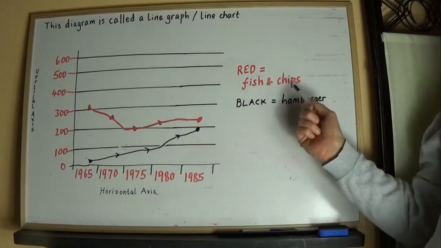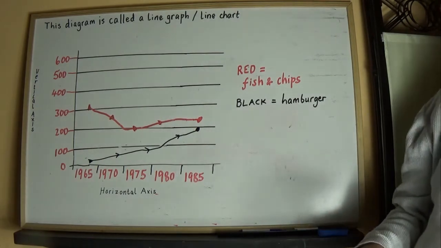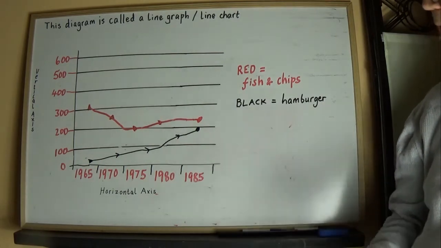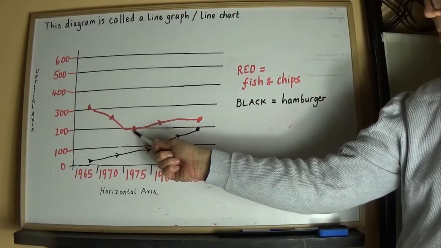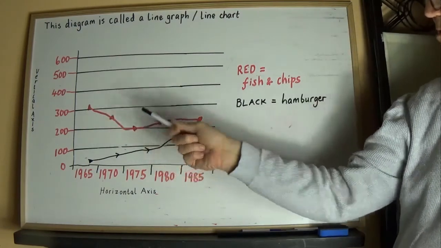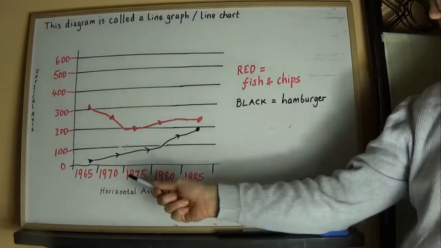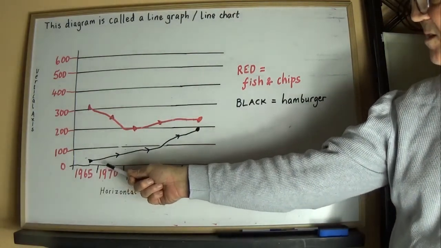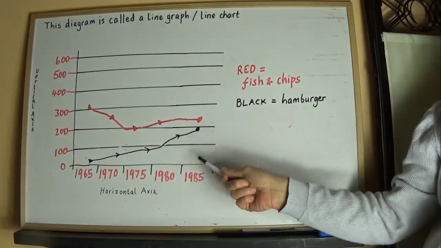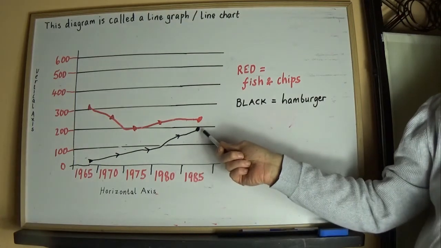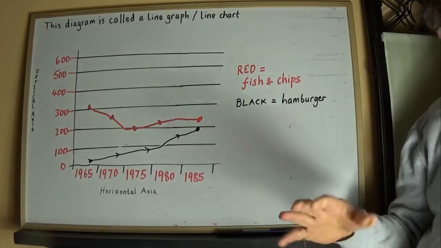And the red represents fish and chips, and the black represents hamburgers. And they'll ask you to explain this type of graph. And here you can see there's a dip in sales from 300,000 to 200,000, and then it starts to pick up again here. Whereas hamburgers, represented here from 1965, from hardly any sales, and then we go up to 1985 and approaching around 200,000. Not exactly 200,000, but around that.